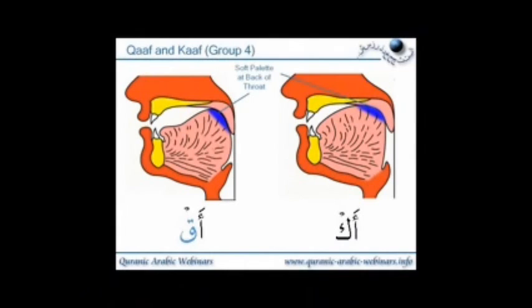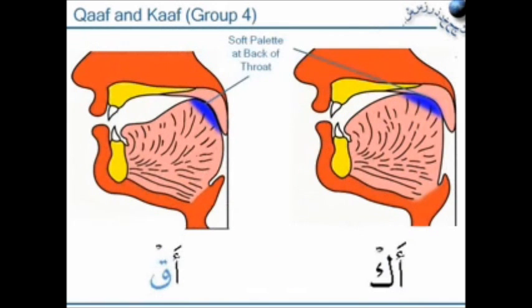Group 4 is moving up, so we're going from the bottom of the throat up and forward to the front of the mouth. Group 4 is qaf and kaf. This involves the back of the tongue touching the very back upper portion of your throat, so it's really to do with the soft palate. The qaf is slightly behind the kaf. With the qaf, we have a slight echo, so you say aq, aq. Effectively, when you say the qaf, you block the throat and release the sound.